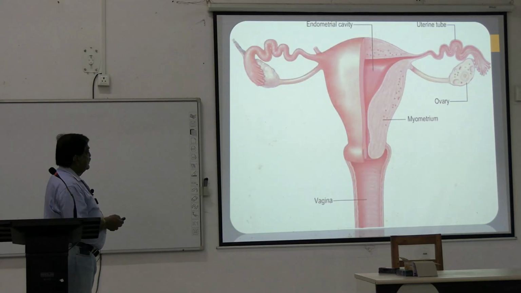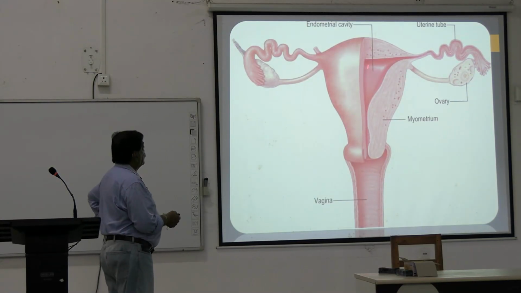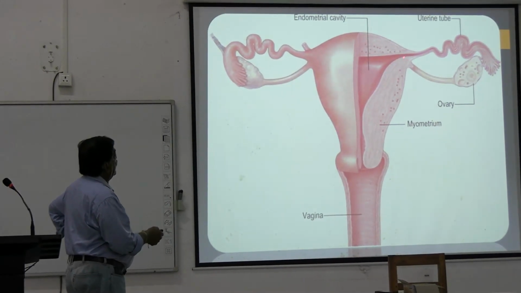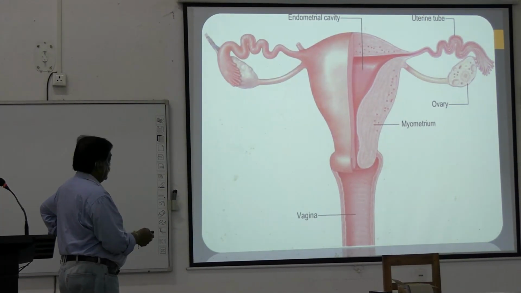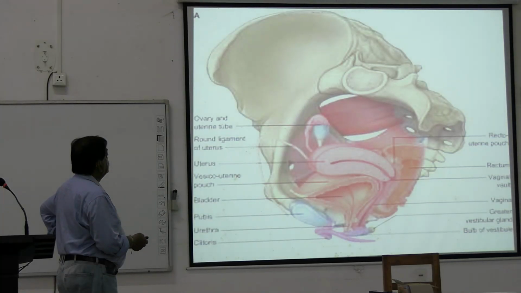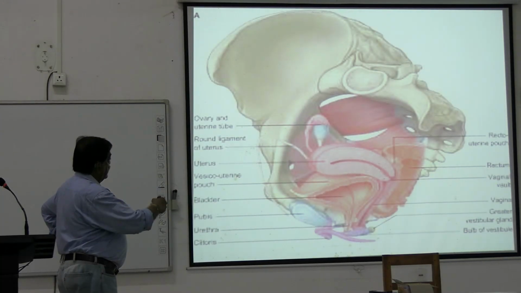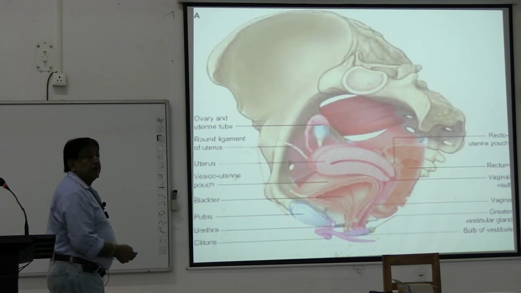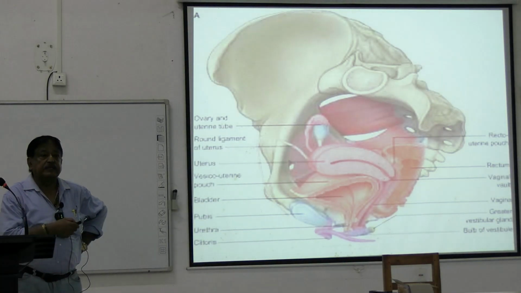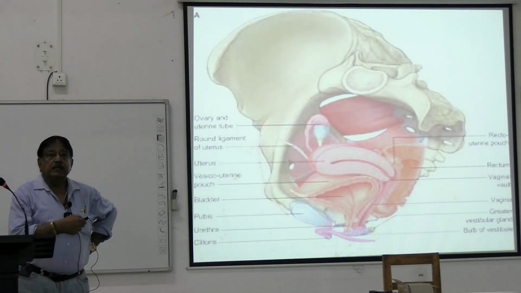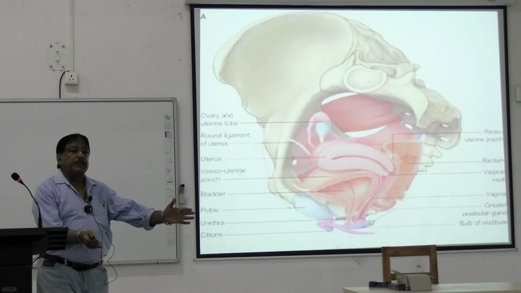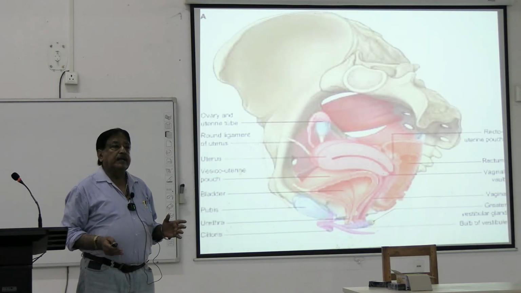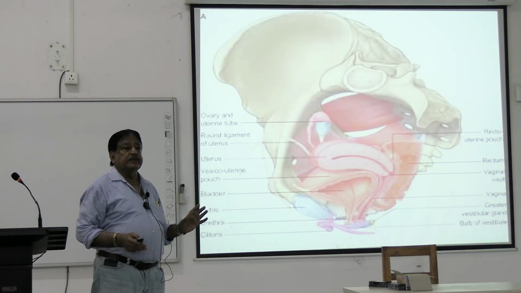Here, this is a picture: vagina, the uterus cut open. You can see the endometrial cavity, these are the ovaries, this is the myometrium. Okay. Now, this is the picture. You can see this. We have a very good specimen in the dissection hall. Please look into it. It's a beautiful specimen.